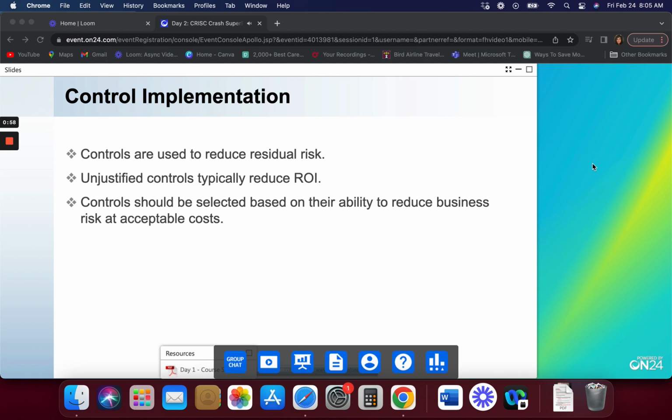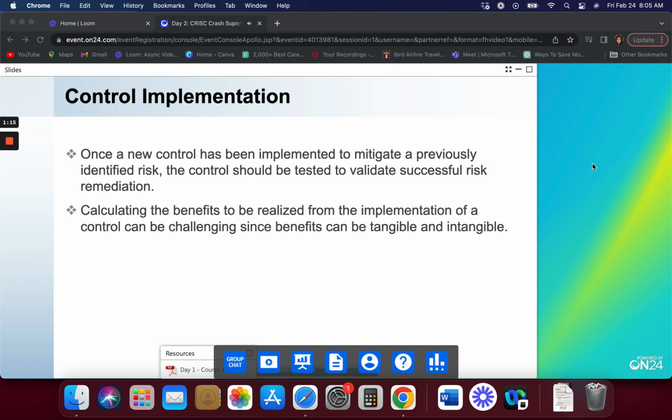Controls should be selected based on their ability to reduce business risk, but again, at acceptable cost. What is an acceptable cost? A cost that's less than what the risk would be without the control. That's what it is. That's return on investment, right? So we now look at, again, control implementation.